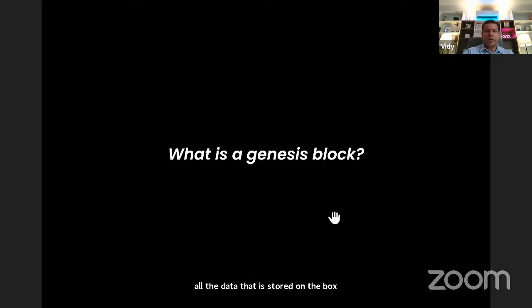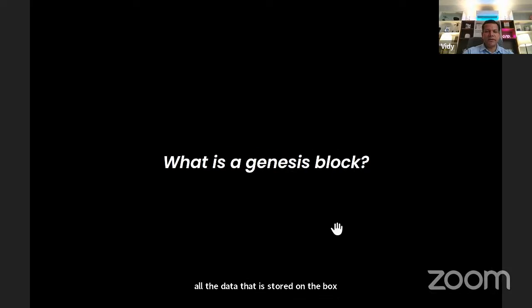What is the Genesis block? So this is fairly straightforward. Genesis block is the first block in the blockchain. And it's not just for Bitcoin. In any blockchain we typically use Genesis block to represent the first block in the blockchain.